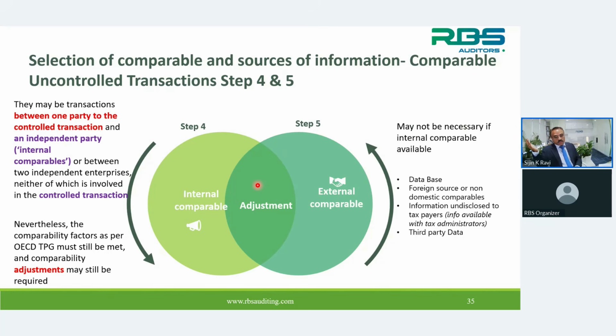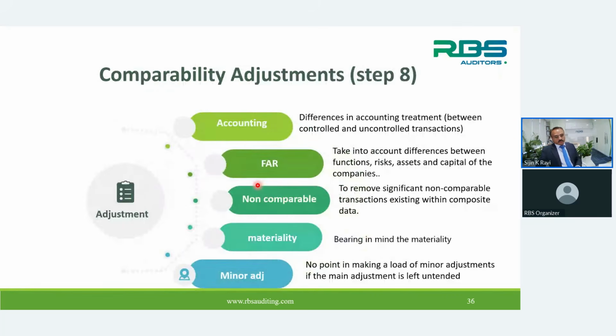Then foreign source, non-domestic comparable information. Then third-party data. So you have to find out the external party. From the external party, you have to find out the price. Then you have to adopt those prices if you do not have any internal comparable. So the best method: if you have an internal comparable, then straight away you can take the internal comparable. No need to check for external comparable.